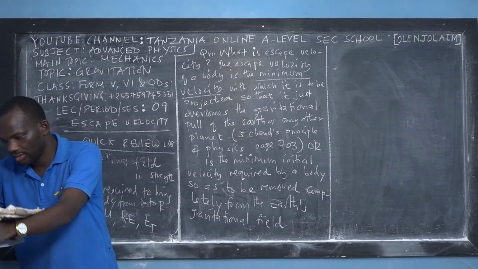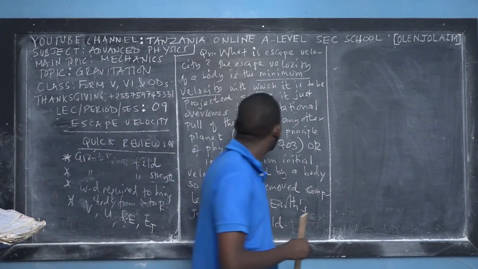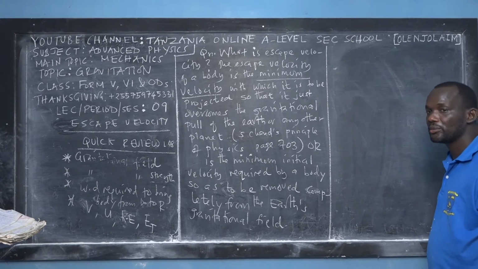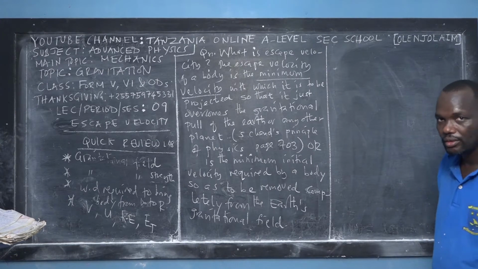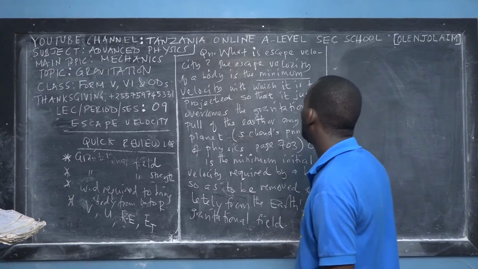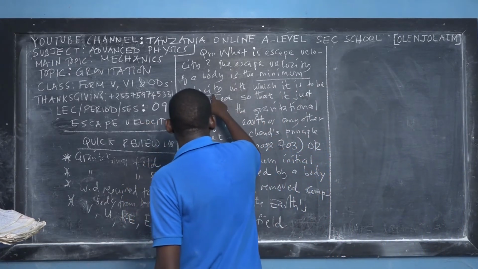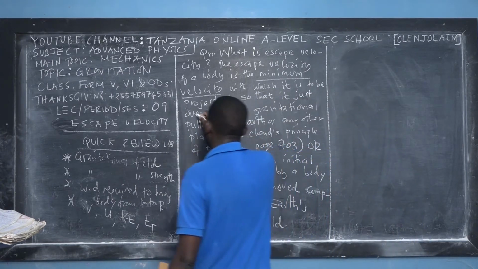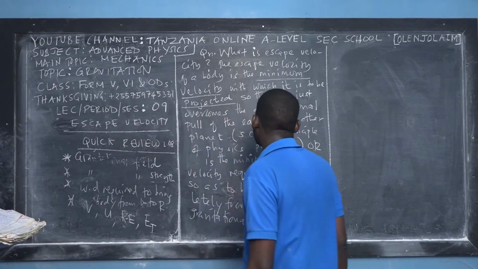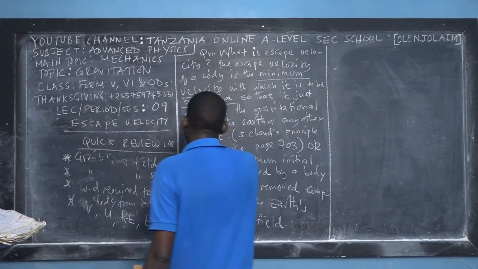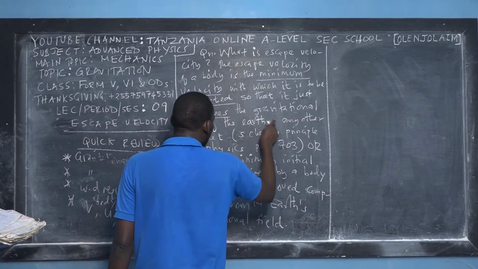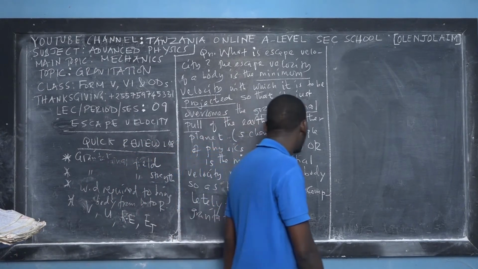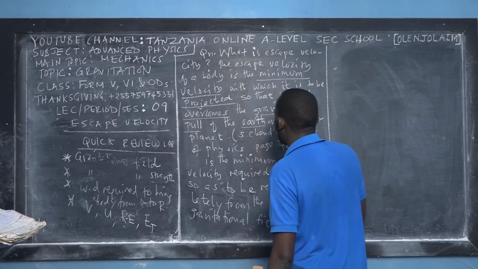So let me explain what is written on the blackboard. Our aim is to define and understand clearly the term escape velocity. So escape velocity of a body is a minimum velocity, according to Principles of Physics, with which this body is to be projected so that it just overcomes the gravitational pull of the Earth or any other planet. These are the keywords that I have underlined.